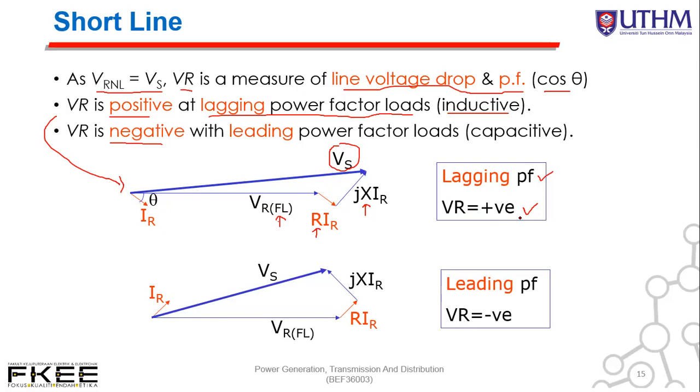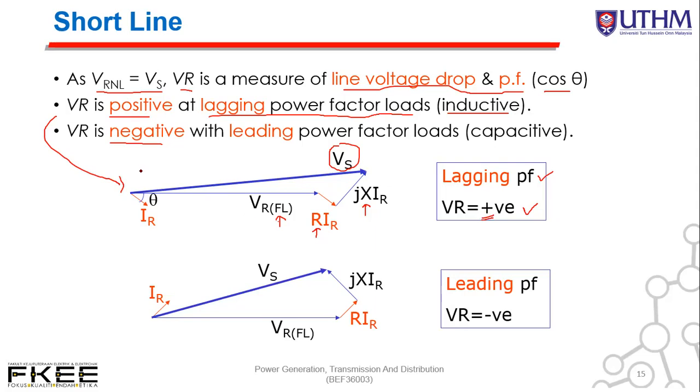Simply, we can get the positive by this equation. Vs is equal to VR at no load, which is higher than the voltage at full load. So if we subtract full load voltage from no load voltage, we will get a positive value.